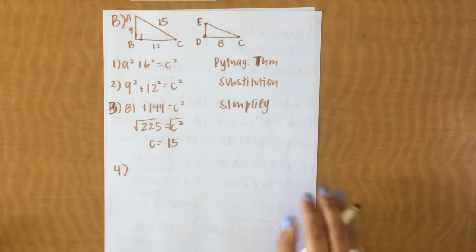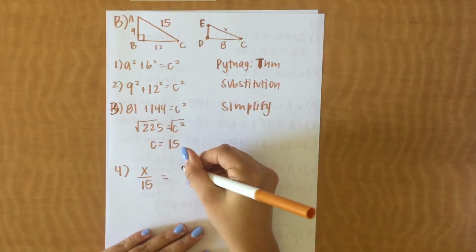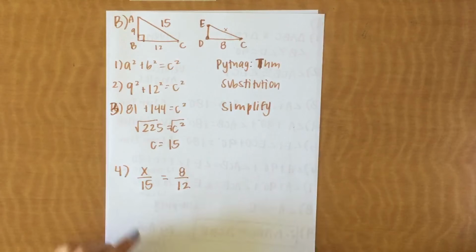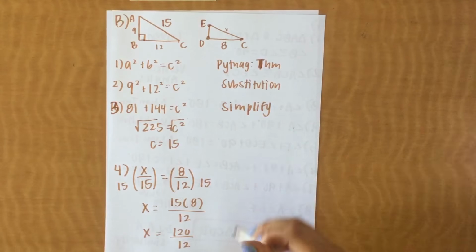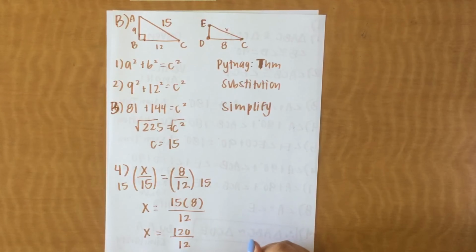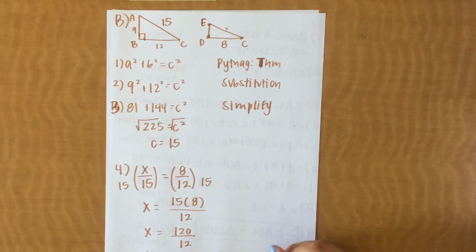So x over 15 is going to be equal to 8 over 12. And then we just have to multiply 15 on both sides. So x equals 15 times 8 over 12. So x is equal to 120 over 12. So x is equal to 10. Therefore, since I said x is CE, CE is equal to 10 units.